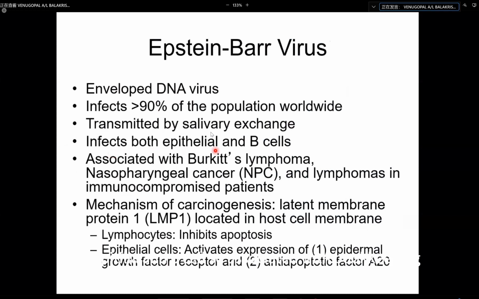In fact, it infects both epithelial cells and B cells, so it is associated with Burkitt lymphoma, nasopharyngeal cancer, and lymphomas in immunocompromised patients. The mechanism of carcinogenesis is latent membrane protein 1, LMP1, located in the host cell. Okay, what does it do? It inhibits apoptosis in lymphocytes, and in epithelial cells, it activates the expression of epidermal growth factor receptor and the anti-apoptotic factor A20. So when A20 is there, apoptosis won't happen. Okay, so it's anti-apoptotic.